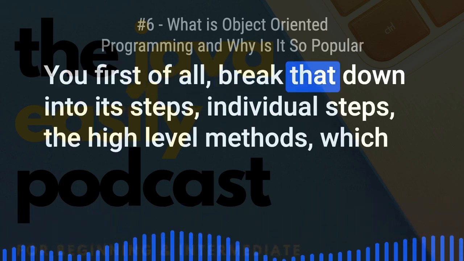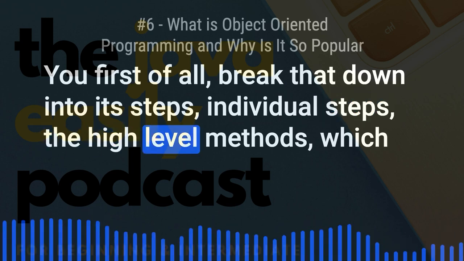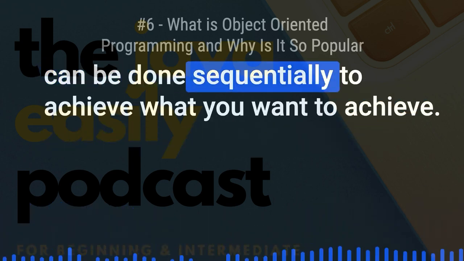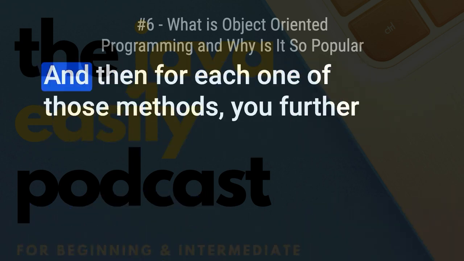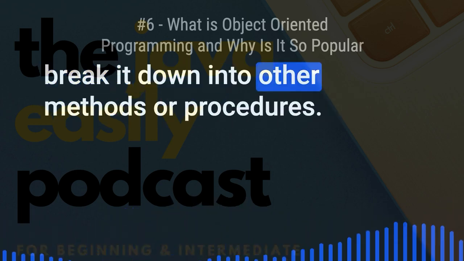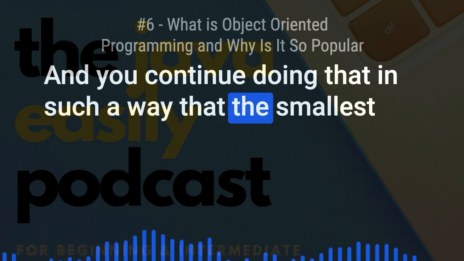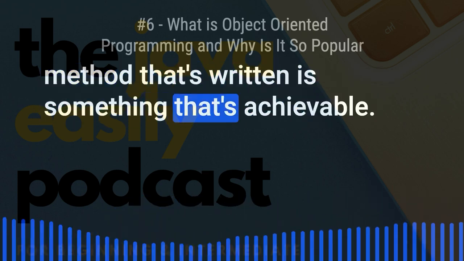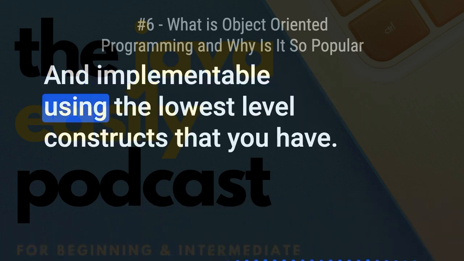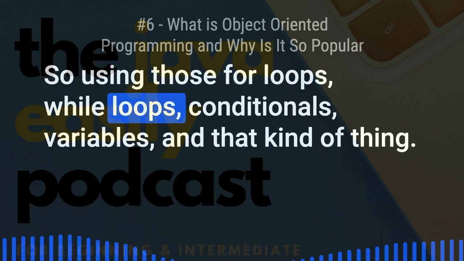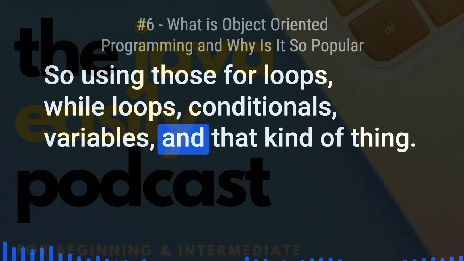You first of all break that down into its steps, individual steps, the high-level methods, which can be done sequentially to achieve what you want to achieve. And then for each one of those methods, you further break it down into other methods or procedures, and you continue doing that in such a way that the smallest method that's written is something that's achievable and implementable using the lowest level constructs that you have. So using those for loops, while loops, conditionals, variables, and that kind of thing.